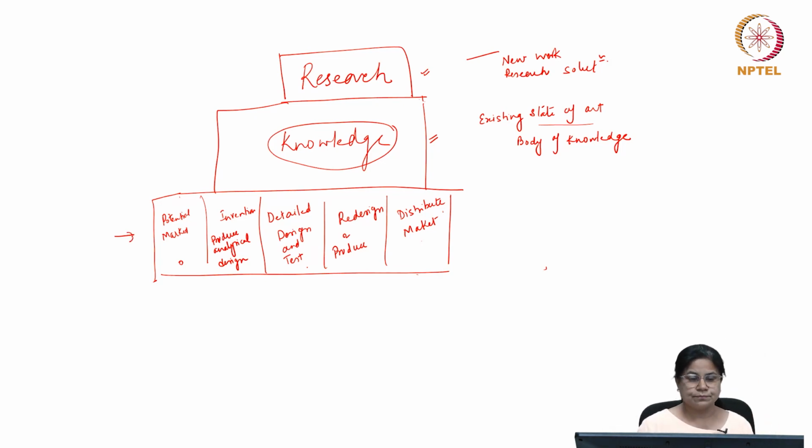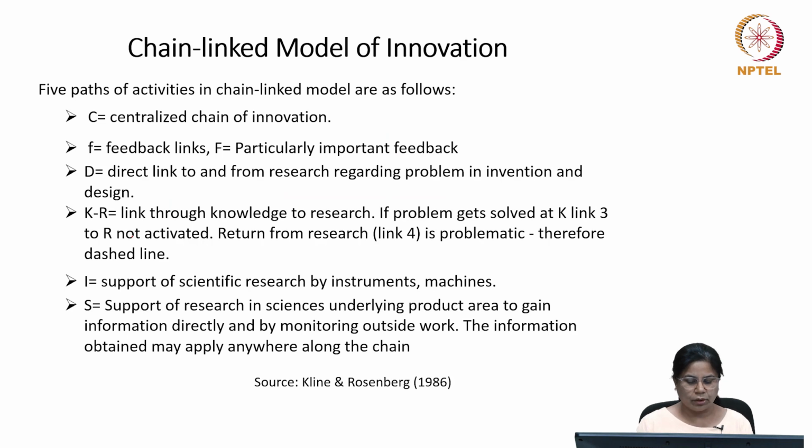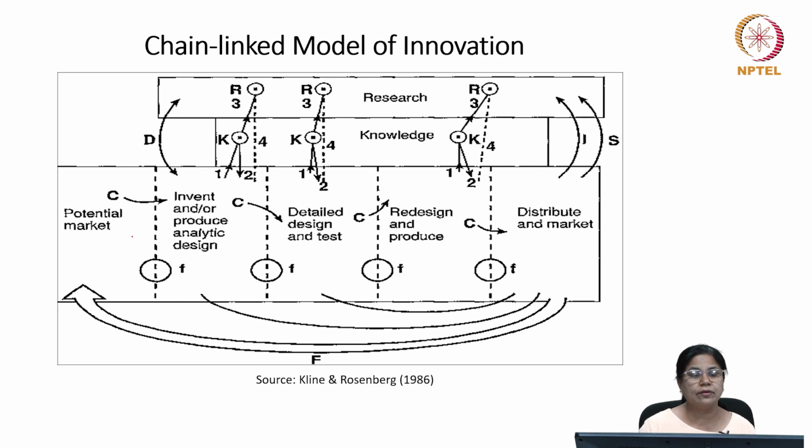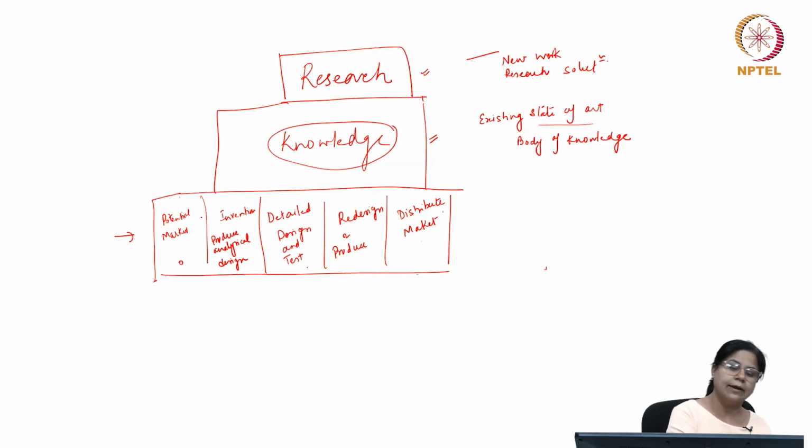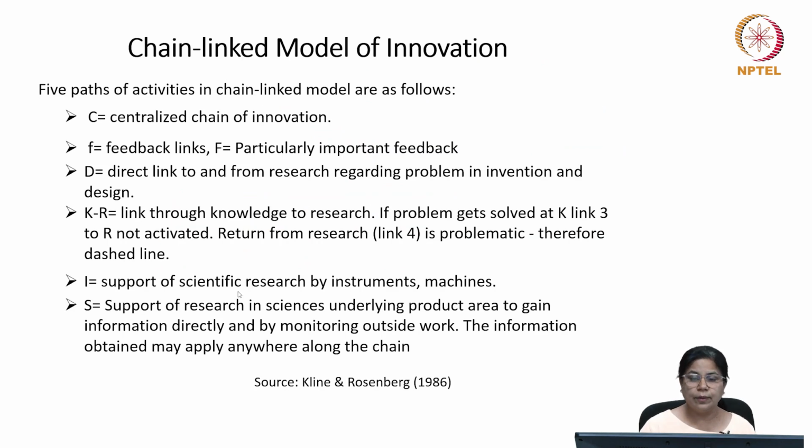So then, the model first talks about the centralized chain of innovation. Let us look at what those centralized chains are. The centralized chains are marked by C and move from here to here to here to here. Okay, so let us add these chains. The centralized chains of innovation are essentially one of the major parts of the activities in the chain linked model.